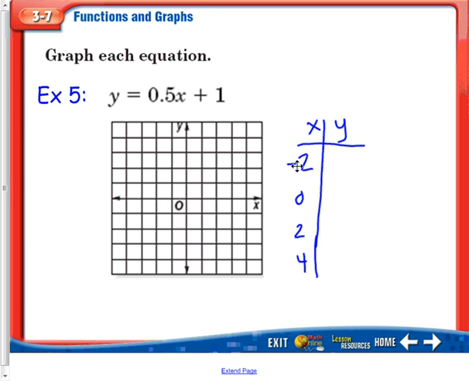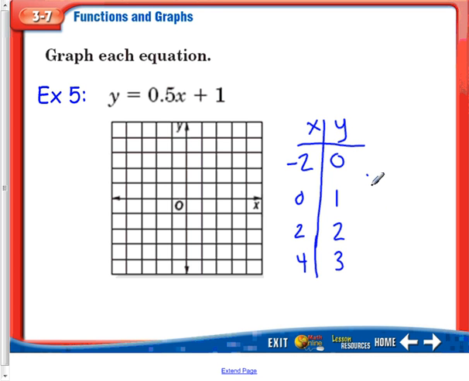So for -2, half of -2 is -1, and if I owe 1 and have 1, then I will have 0. And when I put 0 in, well, if I have 0 plus 1, I'm going to have 1. And what's half of 2? 0.5 times 2 is 1. 1 plus 1 is 2. And then half of 4 is 2. 0.5 times 4 is 2. 2 plus 1 is 3.